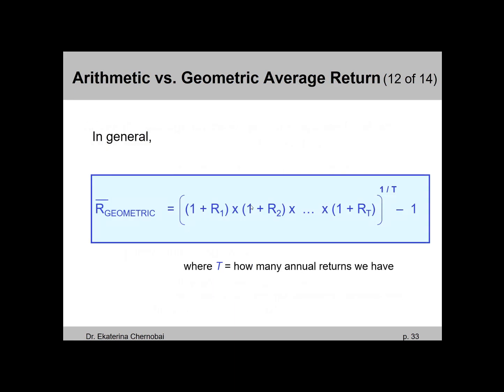Okay, a couple of quick examples. By the way, this is the general formula for the geometric average. Only use it if you think it's easier than doing it in the financial calculator. And remember, I showed 2 ways to do it in the financial calculator.